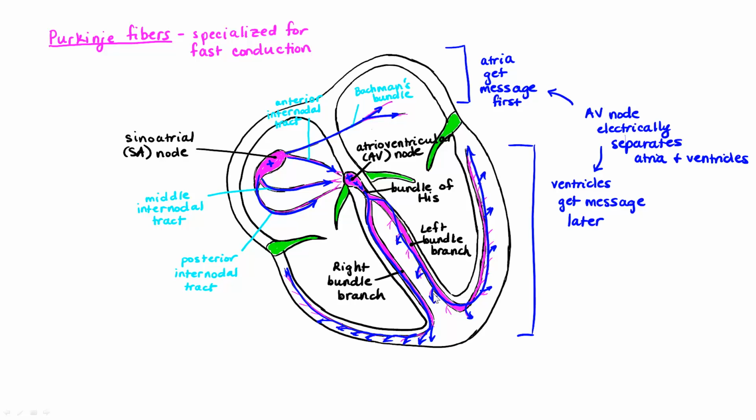Now this sequence of events is really important because when cells in the heart get positive and excited, they also contract. So that means what happens first is that the atria get excited and they contract first. That means that blood that's pooled in the atria, like so, is pumped into the ventricles. And then, because of the AV node electrically separating the atria and the ventricles, there's a delay. And then after that delay, the ventricles contract too, causing blood to be pumped out of the heart.